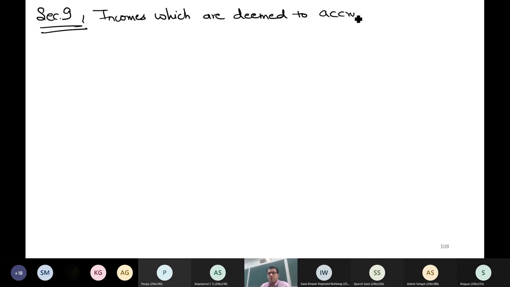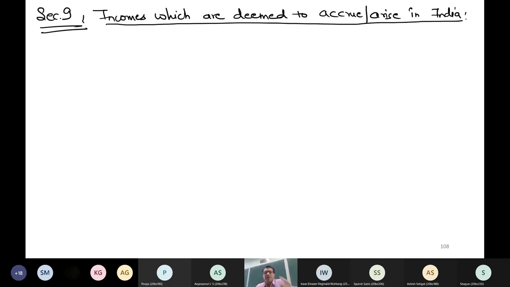deemed to accrue or arise in India. If my case is covered in this category, you will never argue why these are deemed to accrue or arise in India, if these are actually accrued outside India. There is no answer to this question because section 9 says that there may be some incomes which are actually accrued outside India, but you will not say that. We will assume those incomes to be accrued in India and you have to pay tax here.